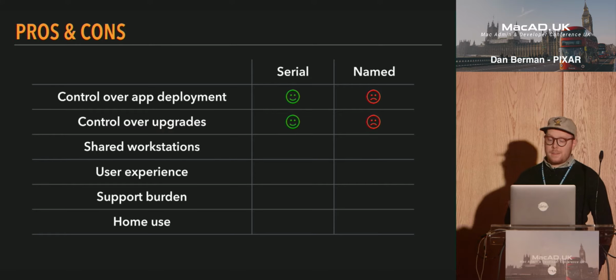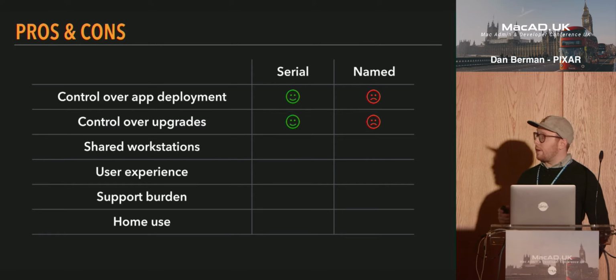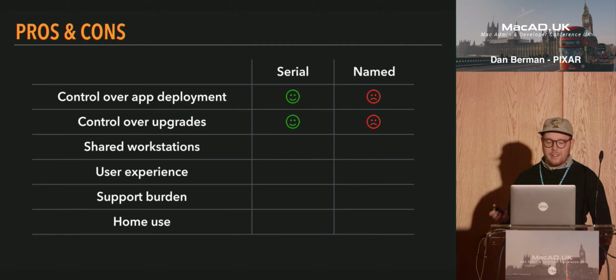Upgrades. Serial was a much better control over upgrades because you package them yourself, so you have control over when new versions of the Adobe apps go out into your environment. In Named, you don't really have that control. They don't let you block specific versions of apps. You can block the Apps tab in CCDA, but that doesn't really help you if you're doing the whole self-service thing. So yeah, upgrades, better in serial.